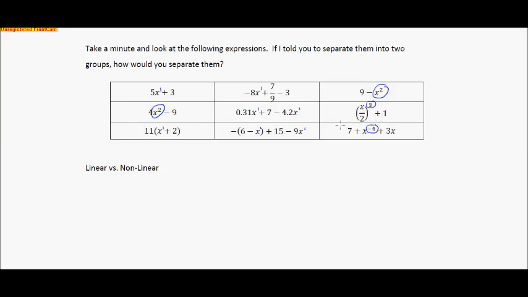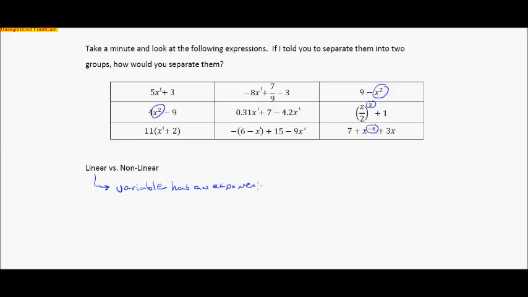So if I were going to group them, one way you could do it is based on the exponent that is on the variable, namely x. And that really is what linear versus nonlinear means. I'm just going to define this. I'd like you to jot these down as well. In a linear expression, the variable has an exponent of 1.